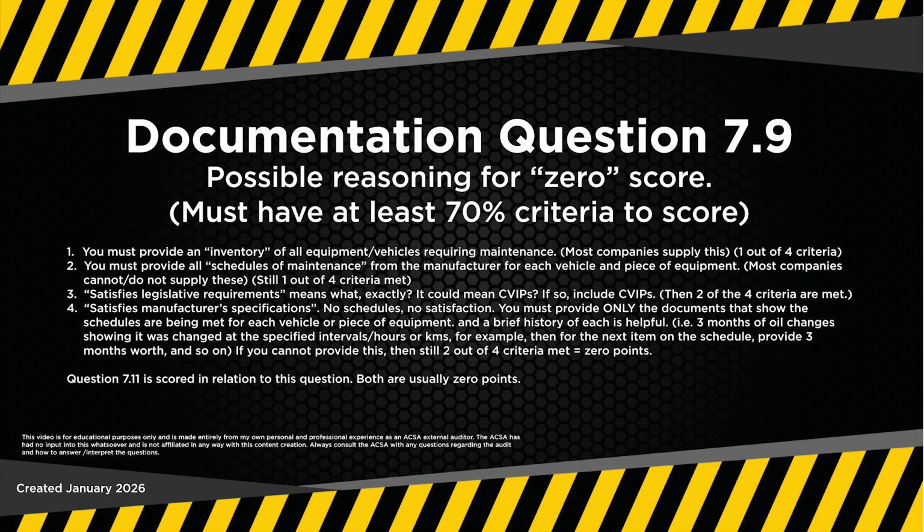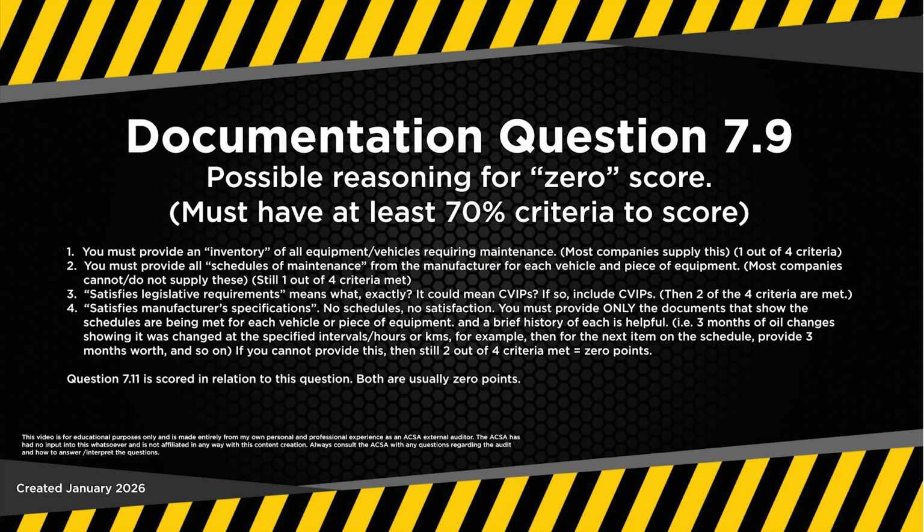In order to satisfy this criteria, you've got to supply the documents, and only the documents, that show that the checked off items on the schedule are being met. And a brief history of each one is helpful. So for example, if you have 3 months of oil changes showing it was changed at the specified intervals, hours or kilometers, then for the next item on the schedule provide 3 months worth and so on. And if you can't provide these, then again, it's not going to be a criteria that's met. It's a lot of work to put together all this documentation.